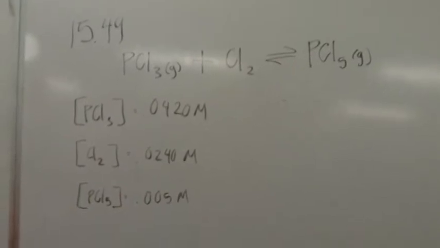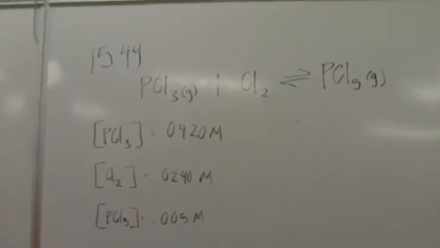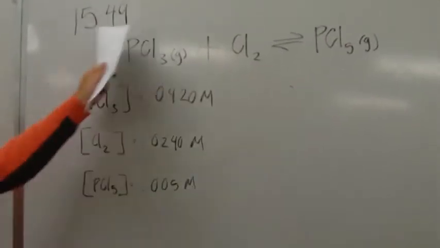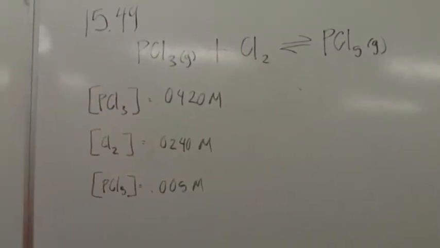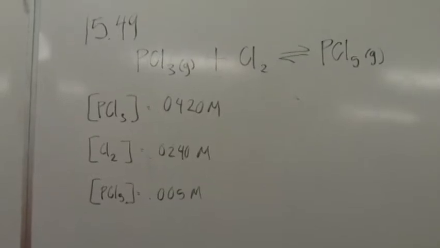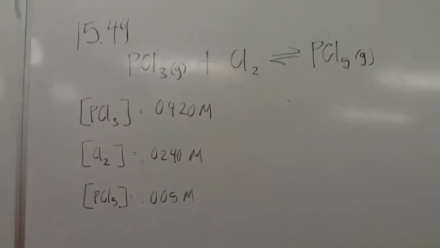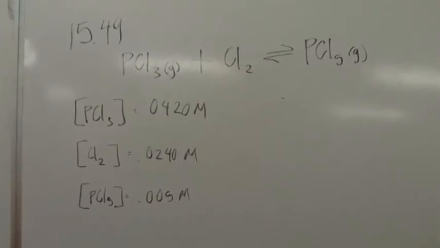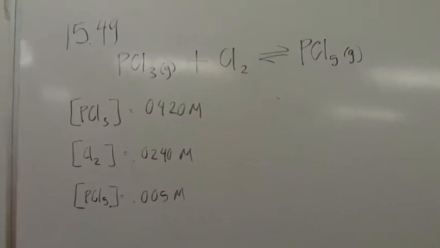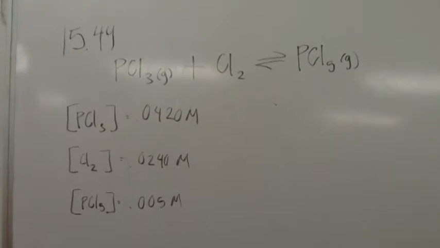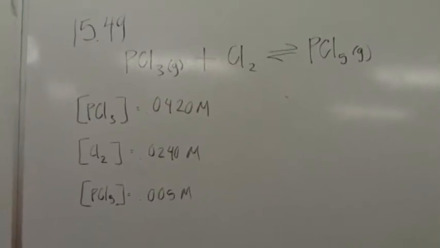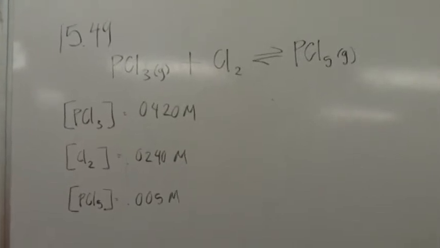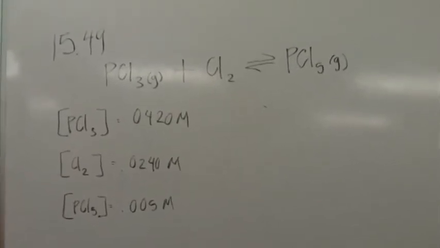At a certain temperature, the Kc value equals 0.18 for this equilibrium reaction. Suppose a reaction vessel at that temperature contained these three gases at the following concentrations. Compute the reaction quotient and use it to determine whether the system is in a state of equilibrium. If the state is not at equilibrium, in which direction will the reaction proceed to get to equilibrium?